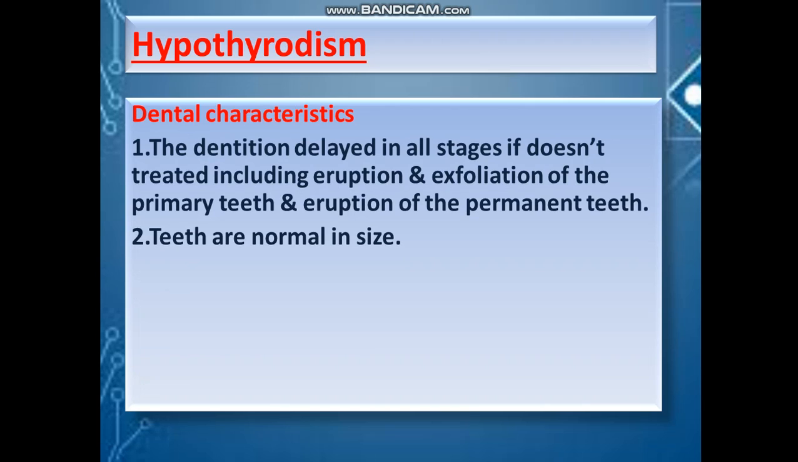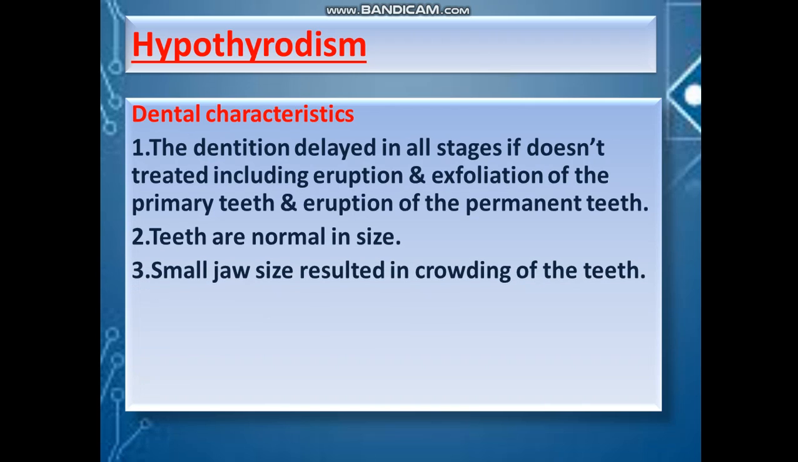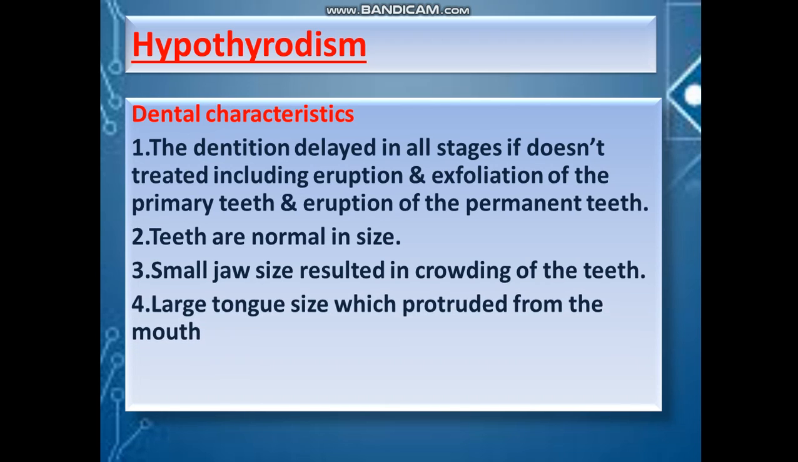The teeth are normal in size, while the jaws are small in size. This results in crowding of the teeth. The tongue is also large in size and protruded. This will result in anterior open bite and flaring of the anterior teeth. Hyperplastic type of gingivitis. This type of gingivitis results from the tooth crowding, malocclusion, and the mouth breathing of the child.